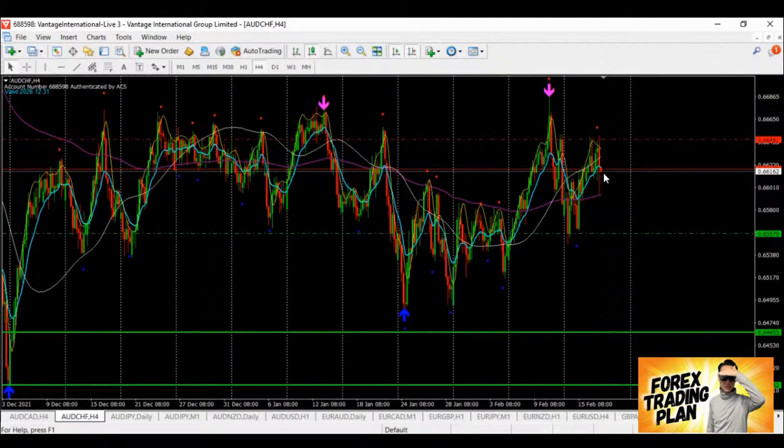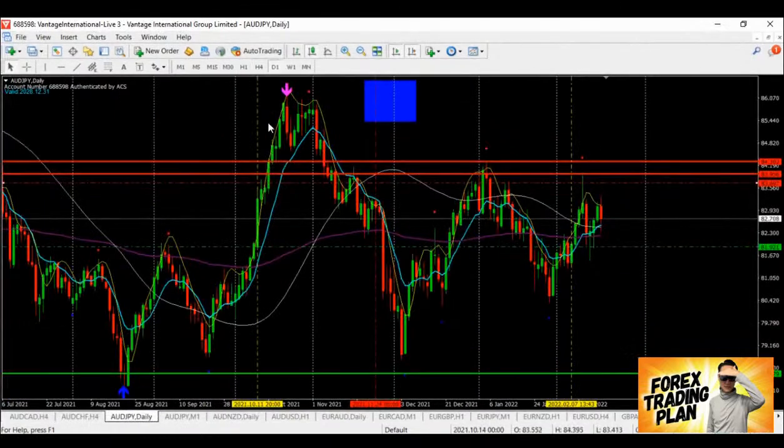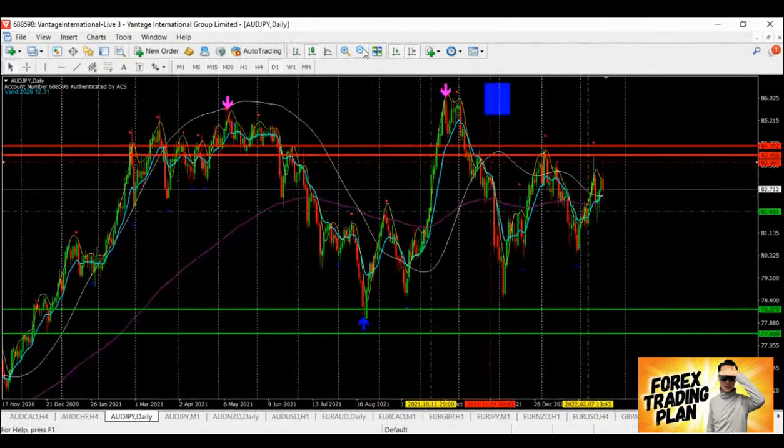So for Aussie franc over here, I will still be waiting for a buying signal to buy. I won't be doing any selling today. Okay, so let's move on into Aussie yen. Aussie yen over here.